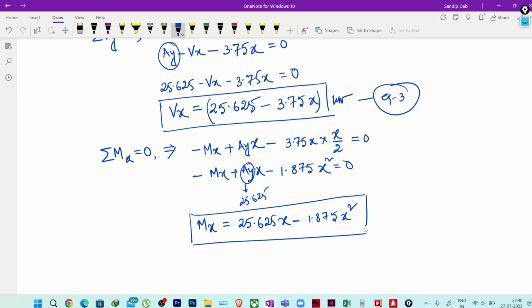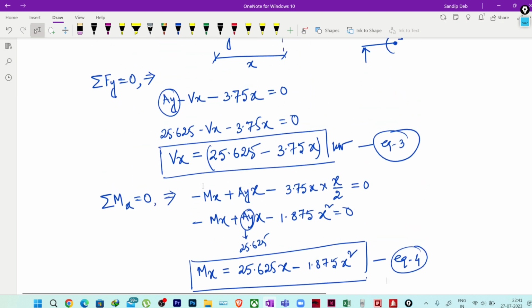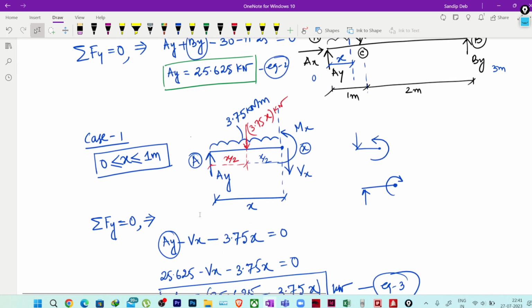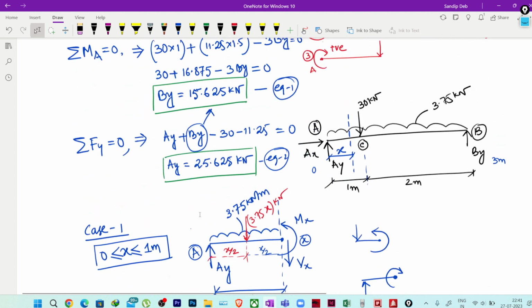Fine. We got this one, which is my equation 4. I'm not sure whether I have made any mistake anywhere. Just feeling like I have made a mistake somewhere. Okay, if it is 1, okay, fine, let it be. Then what we will do, now we got one condition. Okay, we found one condition. Now next, similarly, we will create another section, and we will take the section in between these 2 points C and B.